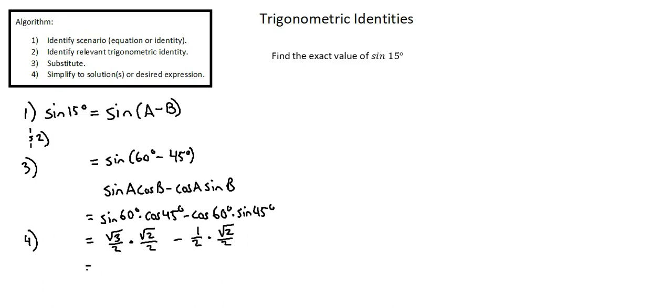I can simplify to root 3 times root 2 is root 6 over 2 times 2 is 4, minus 1 times root 2 is root 2 over 2 times 2 is 4, which will simplify to a denominator of 4 and numerator of root 6 minus root 2. And here we have the exact value of sine 15 degrees. And this concludes trigonometric identities, example number 2.